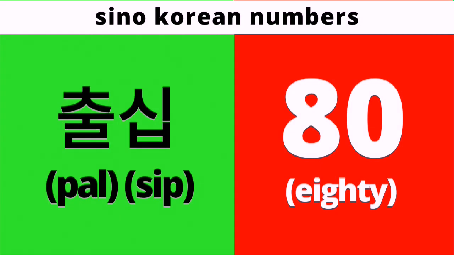Next is 80. The Sino-Korean translation of this is pal ship. Pal means number 8 and ship means 10. So it's the same as saying 8 sets of 10, and that would be equal to 80.